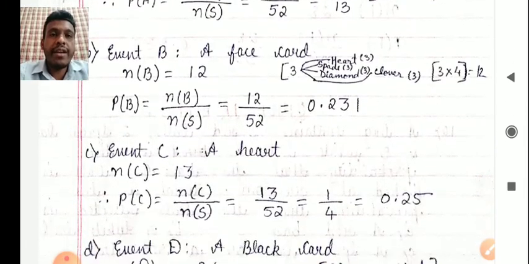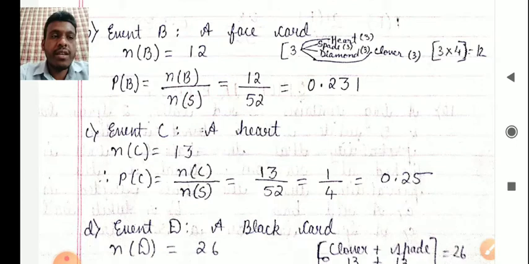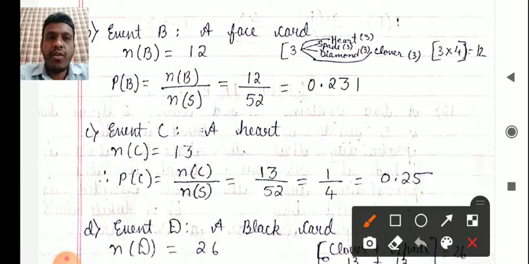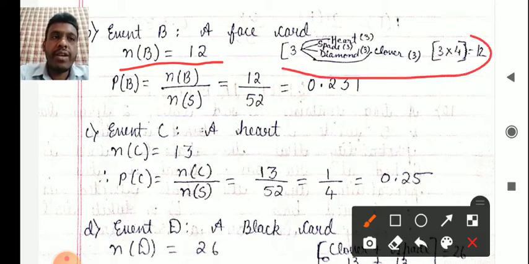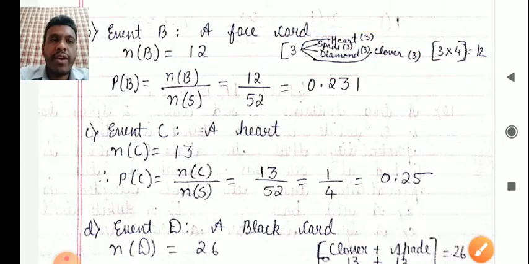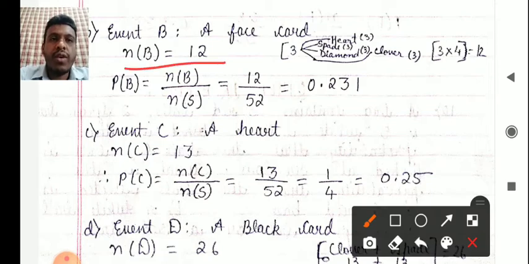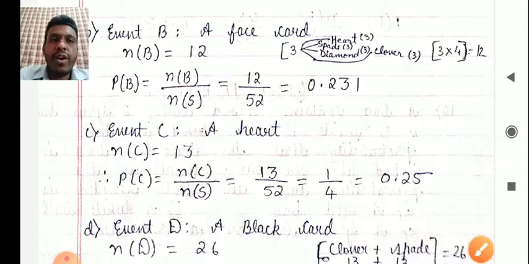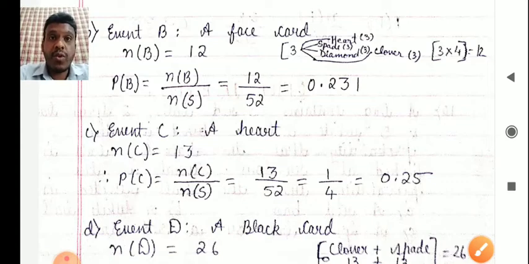So we know that for event B, when it comes to face cards, n of B is equal to 12. 12 face cards are there, that is 3 in each. We have 3 in heart, 3 in spade, 3 in diamond, and 3 in clover. So total 3 into 4 is 12. So this is how we have 12 face cards. So probability of B is equal to n of B upon n of S. So n of B is 12, 12 divided by 52. 52 remains the same because there are 52 cards, which is equal to 0.231.